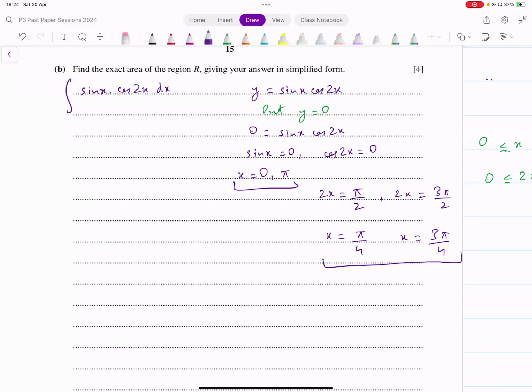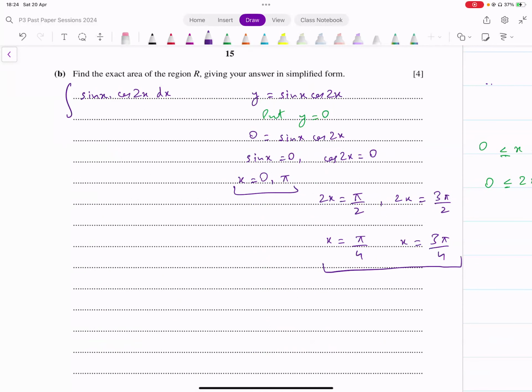How do we do this integration for sine x and cos of 2x? Now, one possibility could be to expand it, and if we expand it, what do we get from that? We get 1 minus 2 sine square x, and that would become sine x minus 2 sine cube x.